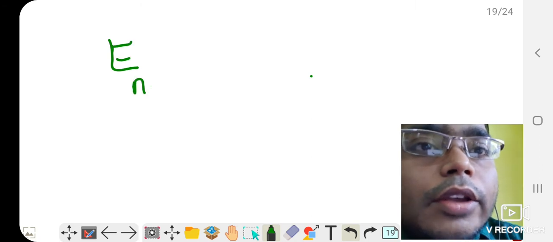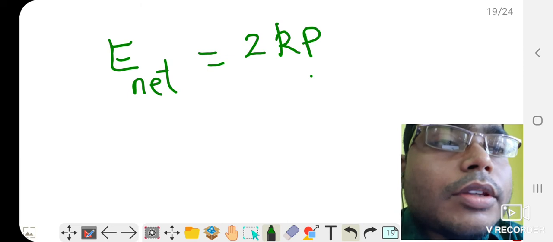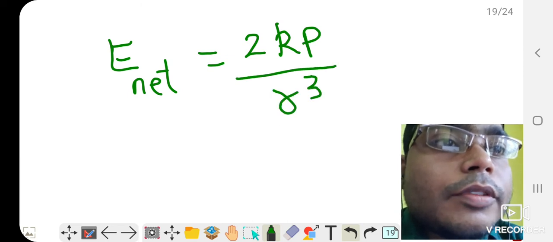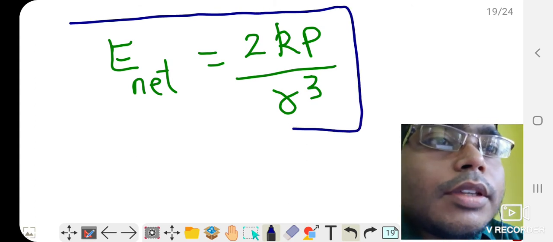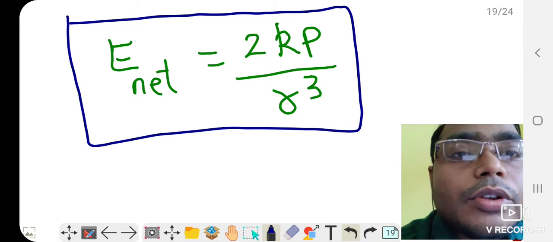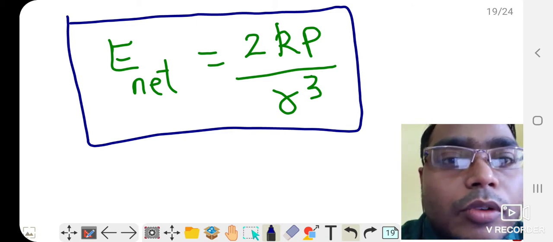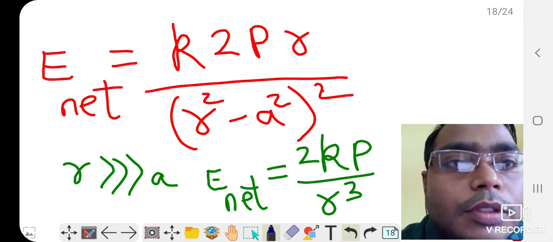So the net electric field will come out as 2 times kp divided by r cube. So this is the net electric field at the axial point. And this expression is very important for your derivation. This will come as a 3 marks question in the exam. So how have we done this derivation?